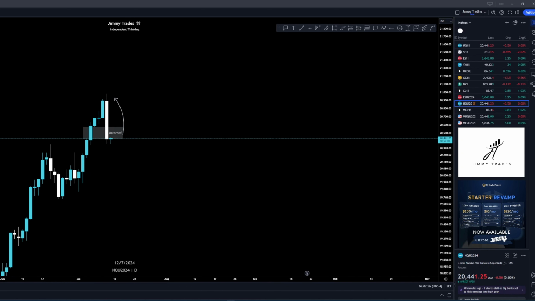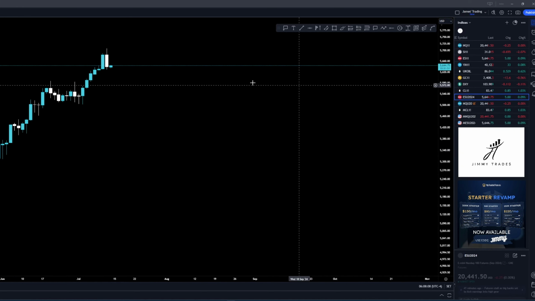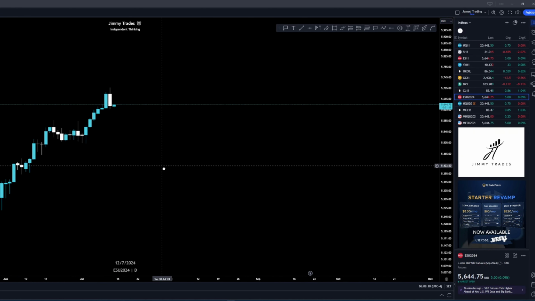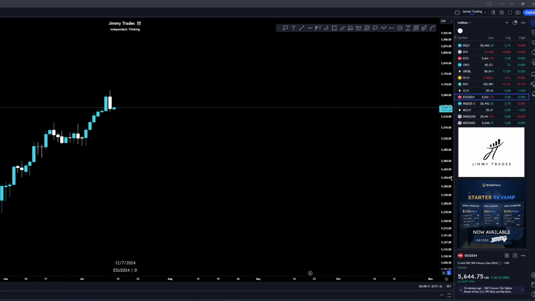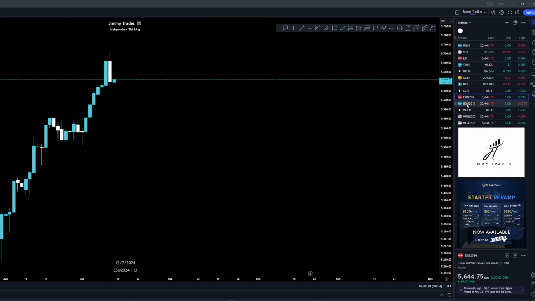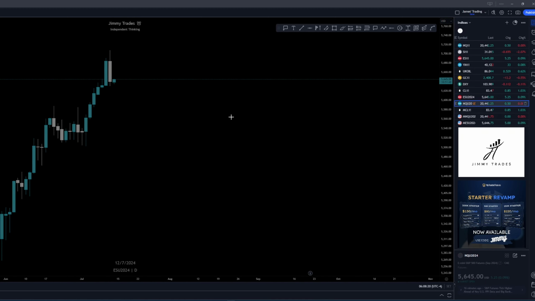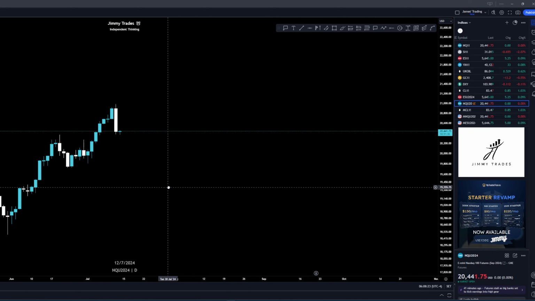Let's see what the hourly is doing. Because I also think, actually, let's have a quick look at ES, because I think we may have SMT at the lows. No, we do. Okay, so that's something to keep in mind, that we have a bullish SMT. Right, back over to NQ.